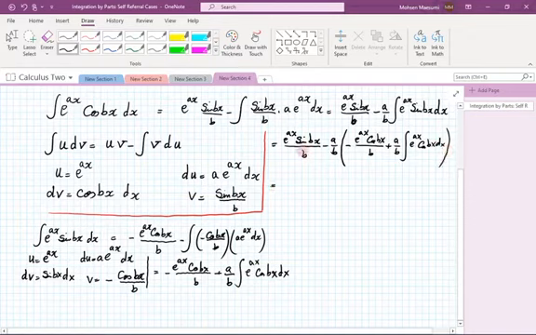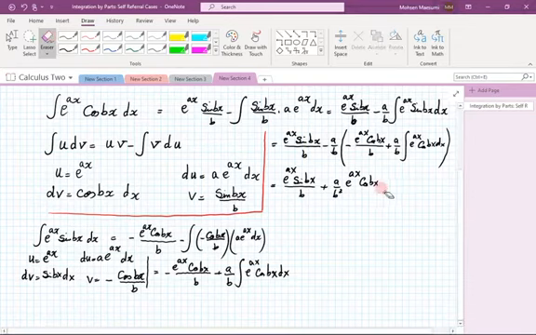So I'll have exponential of ax sine of bx over b, and here I have a over b squared of exponential of ax cosine of bx, and then minus a over b times a over b is going to be, well, corrected, minus a squared over b squared of integral of e^(ax) cosine bx dx.